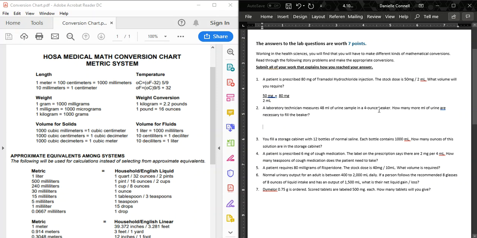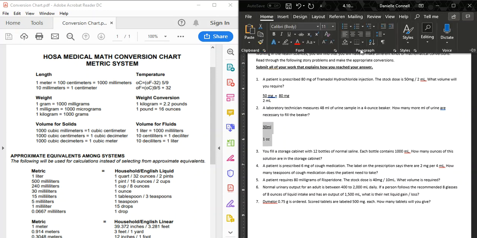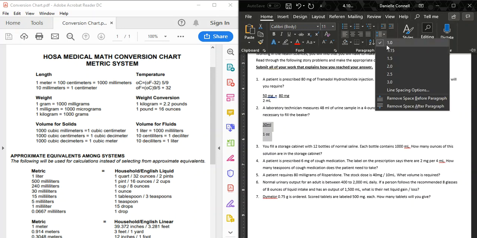So I need to know the conversion between ounces and milliliters. I'm going to use my conversion chart over here, and it shows me that every 30 milliliters is 1 ounce. So you can set up a proportion to figure out how many milliliters are in a beaker, and then all we have to do is subtract. So how many milliliters are in a beaker, knowing that 30 milliliters is 1 ounce? We're going to set up our proportion again. 30 milliliters is equal to 1 ounce. Then we're going to set up the other side of the proportion to reflect the same.